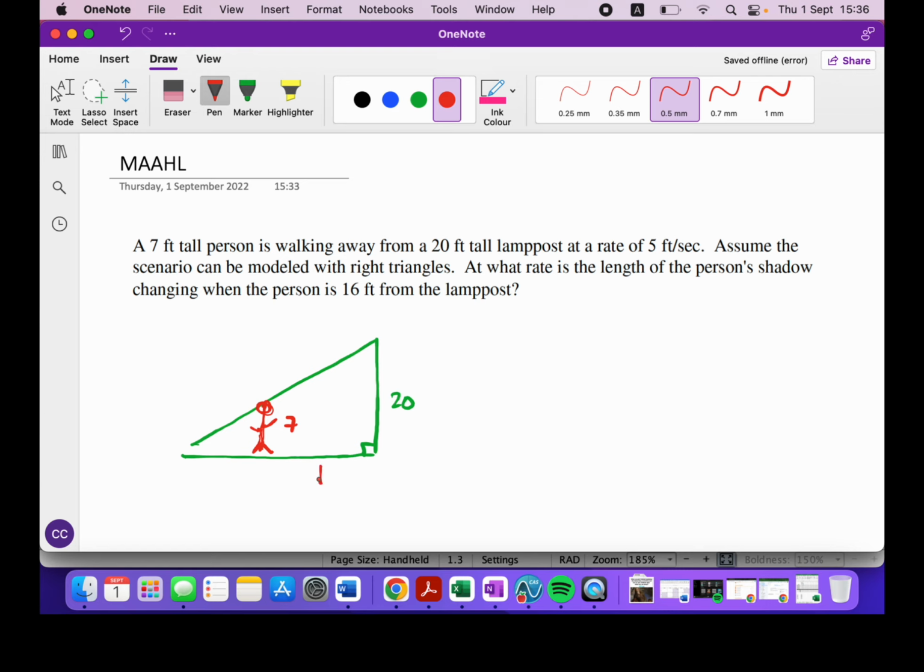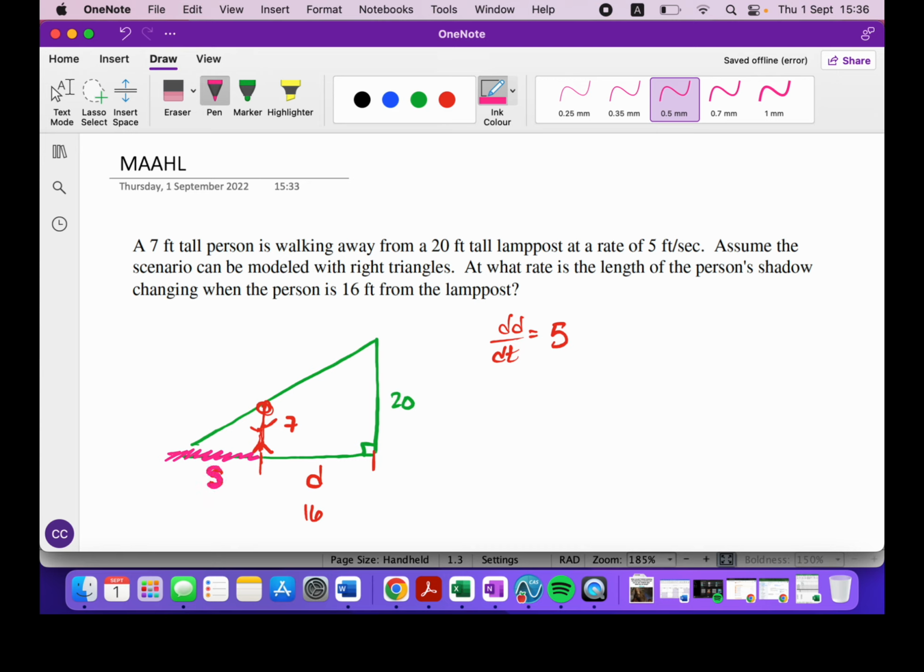So this distance here, I'm going to write as dD/dt, is 5. So dD/dt is 5 feet per second. We do know that this distance is actually 16. It actually isn't going to matter for what we're going to do. And then this is my shadow distance, and that's really actually what we're after. We want to know this length here of the shadow distance.